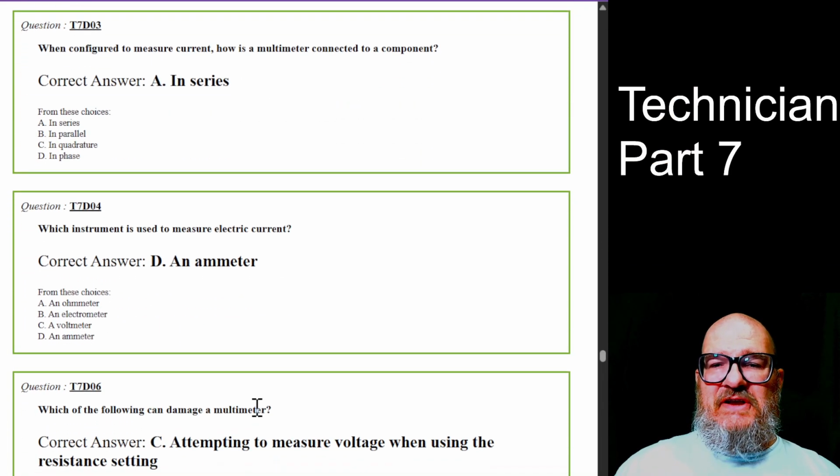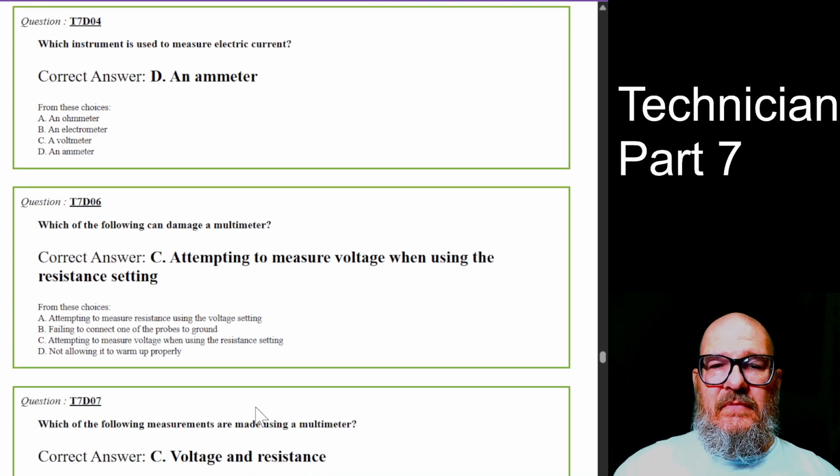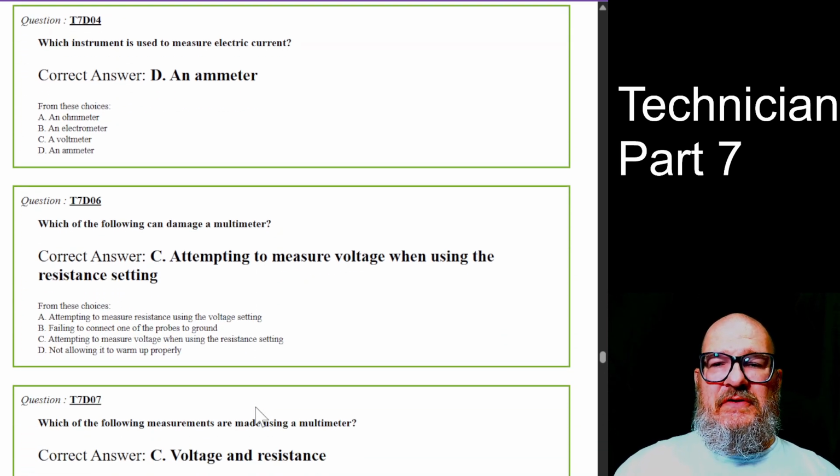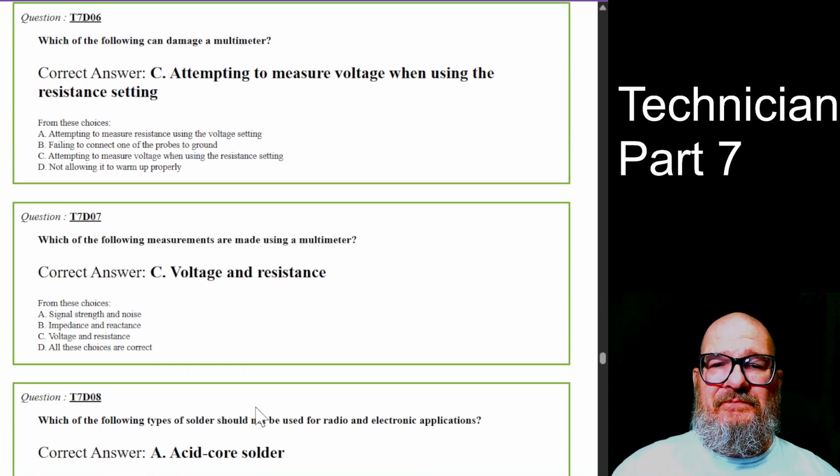When configured to measure current, how is a multimeter connected to a component? And we just saw that that is in series. Which instrument is used to measure electric current? An ammeter or ammeter. That's a hard word for me to say. I just say ammeter, but somebody's going to correct me in the comments.